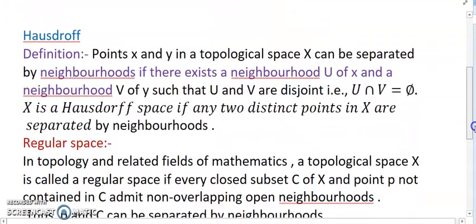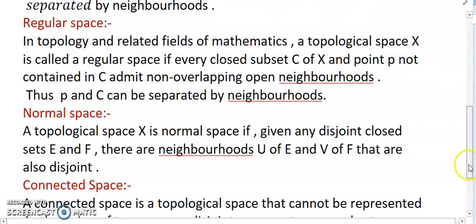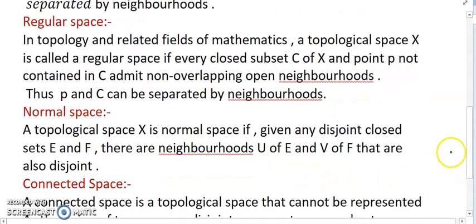So friends, now we have to know the Hausdorff space definition. Points x and y in a topological space X can be separated by neighborhoods if there exists a neighborhood U of x and a neighborhood V of y such that U and V are disjoint. Okay, so U intersection V equals φ. X is a Hausdorff space if any two distinct points in X are separated by neighborhoods. Now we know the definition.